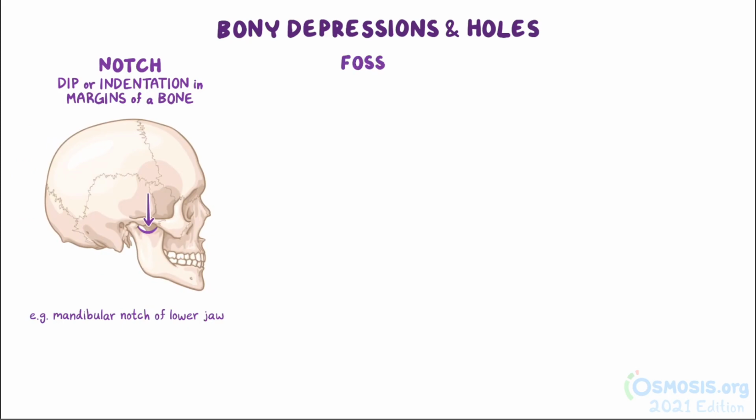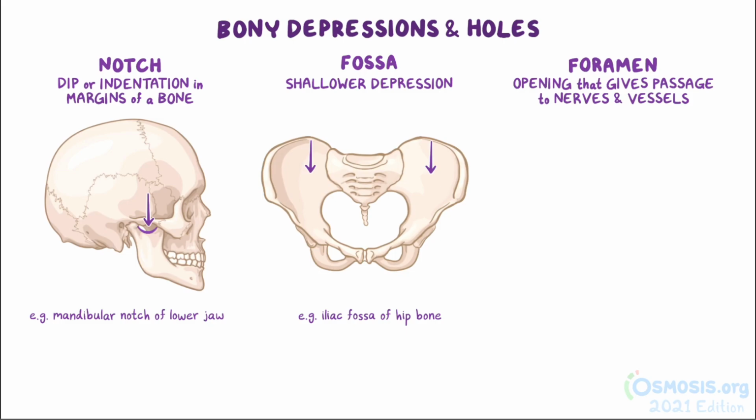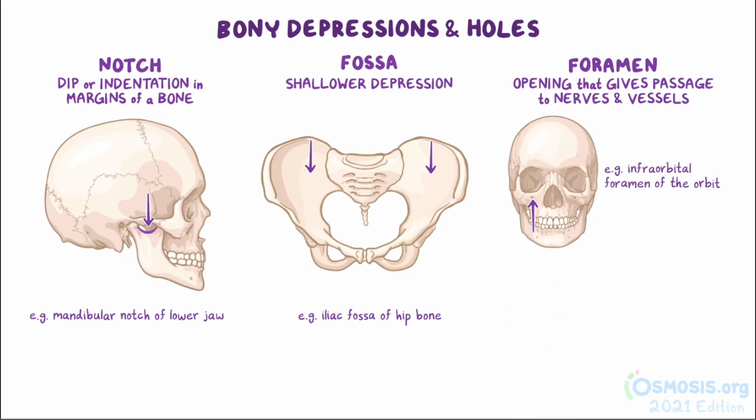Let's start with bone markings that form bony depressions and holes, which include notches, fossae, and foramina. A notch describes a dip or indentation in the margins of a bone, like the mandibular notch of the lower jaw. A fossa is a shallower depression, like the iliac fossa of the hip bone. Lastly is a foramen, which is an opening within a bone that gives passage to nerves and vessels. These foramina may be small, like the infraorbital foramen of the orbit, or quite big, like the obturator foramen of the hip bone.